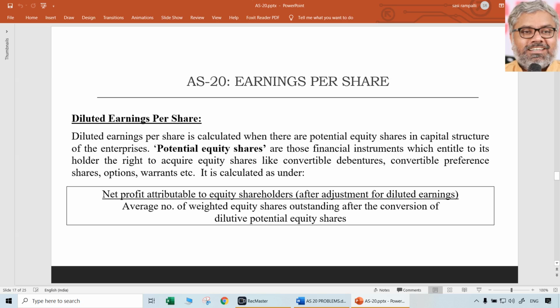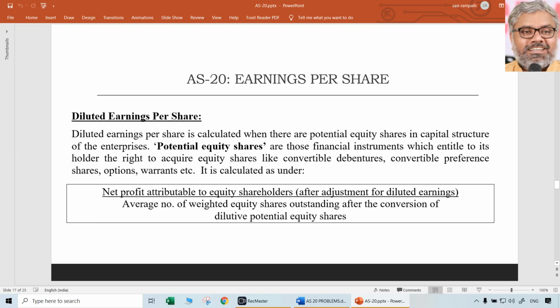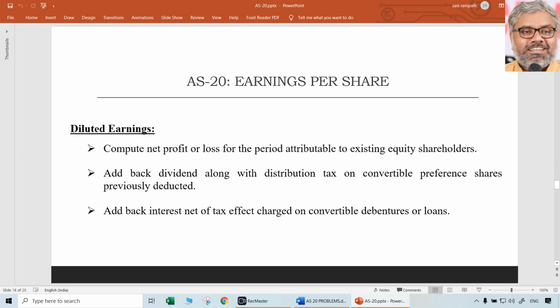So that is only, once again, an unreal situation, but a possible situation. So that is diluted EPS, adjusting the numerator as well as the denominator according to the information that is given in the question. That gives us diluted EPS.